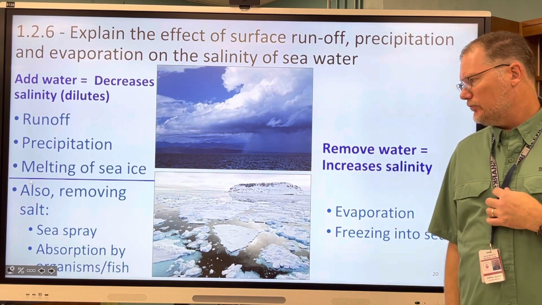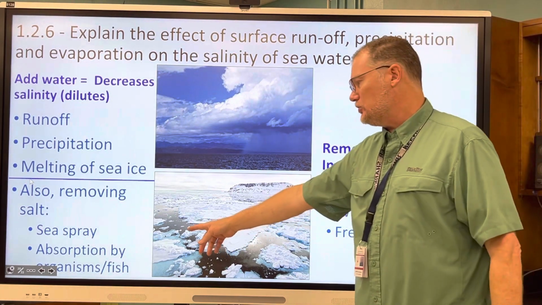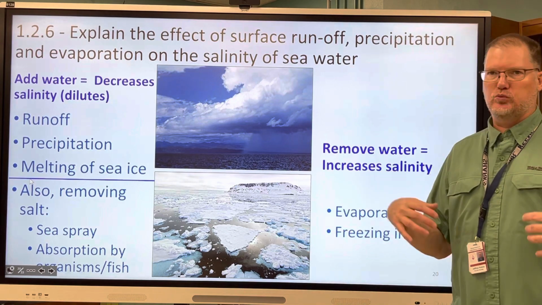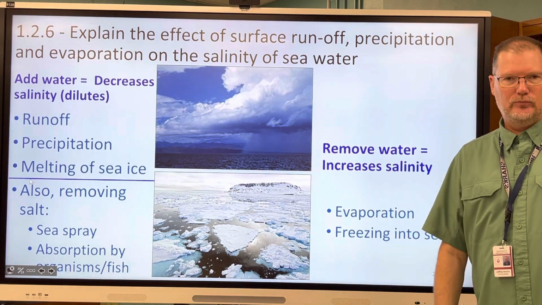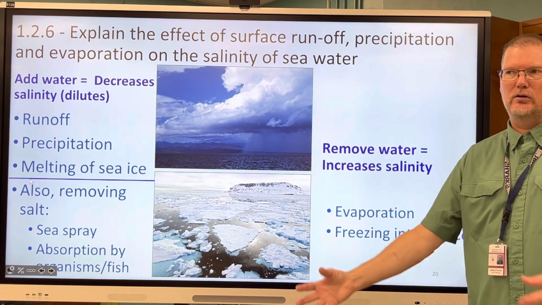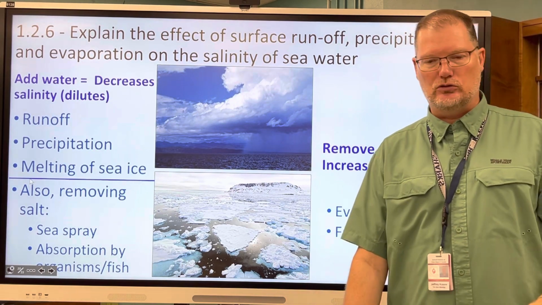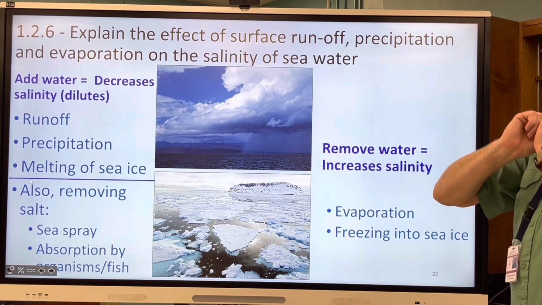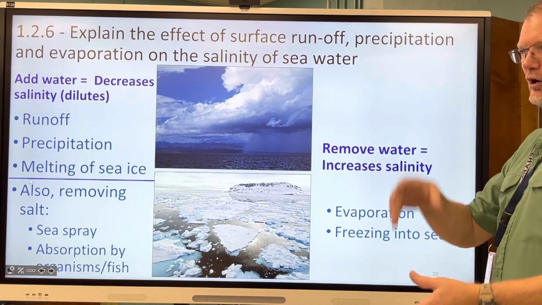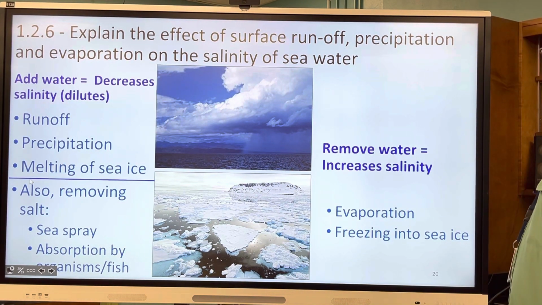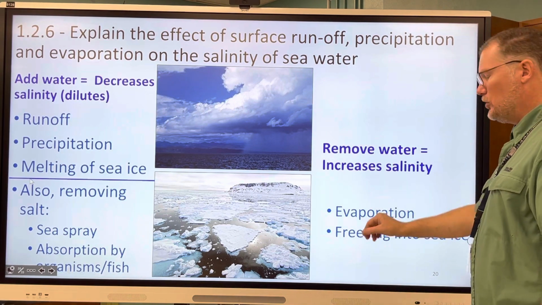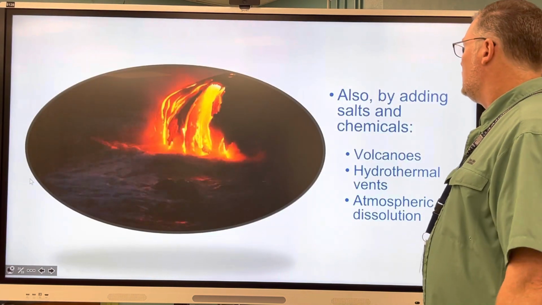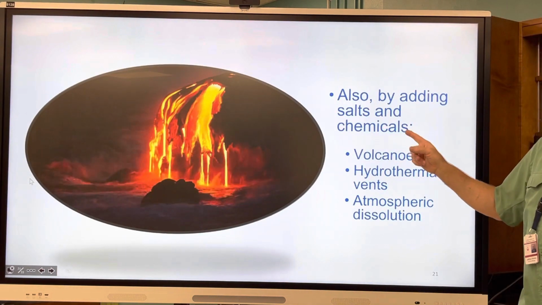Sea spray, fishes, the more fish, the more absorption of fresh water, leaving salts outside. We'll talk about that next semester when we talk about physiology of marine creatures. So removing water increases salinity. Done. You're taking away water, you're leaving the salts behind. And these are examples: evaporation, freezing into ice. And then also by adding salts and chemicals.